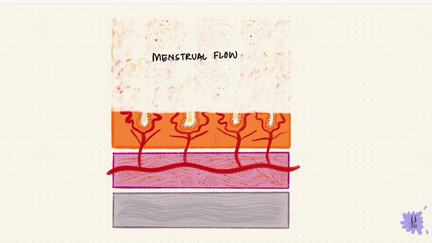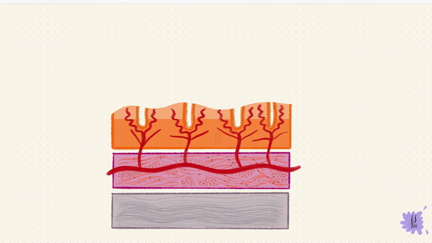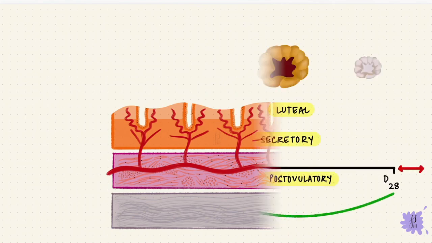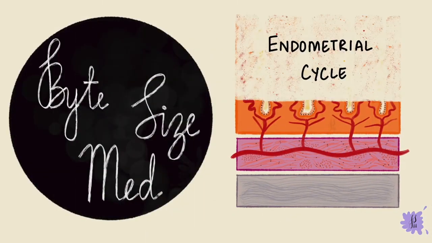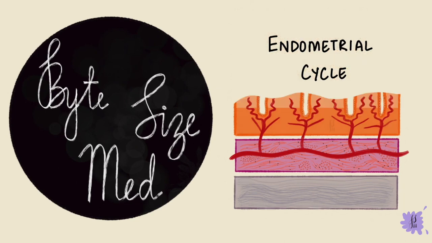The stratum functionalis getting sloughed off means that the stratum basalis is what's left behind, with its straight arteries. The basal layer is now left with that job of regenerating the sloughed off endometrium in the post-menstrual phase, which is the beginning of the proliferative phase, and then the cycle repeats again. So the ovarian and the endometrial cycle work together.